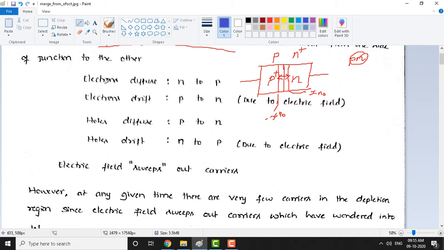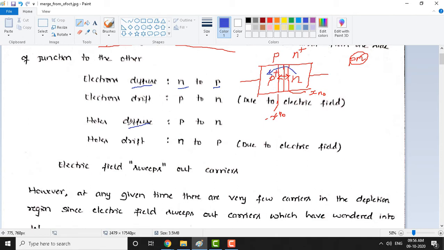Now, what happens to electrons in the transition region? There are four processes happening. One is the diffusion process. Electrons diffuse from N to P. Electrons are the majority charge carriers here, so they diffuse from N to P. This is the direction of movement of electrons.